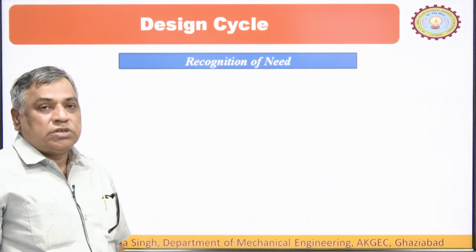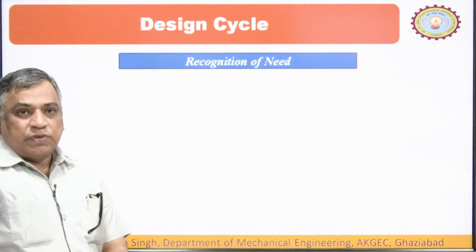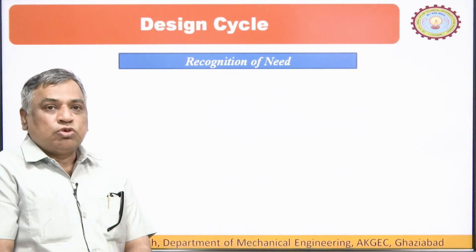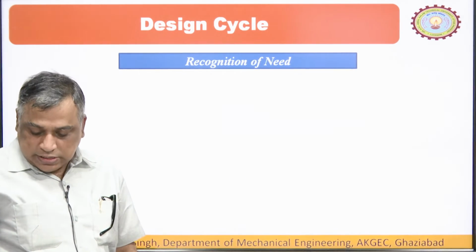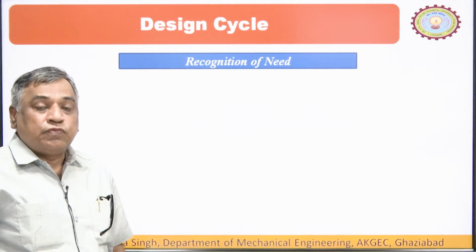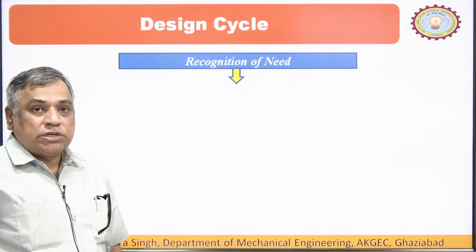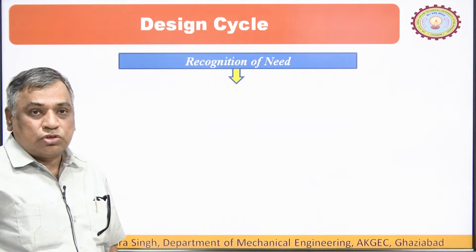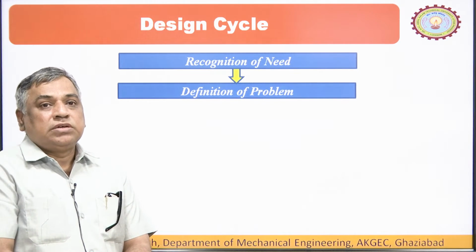So, first the design starts with the recognition of need. As far as recognition of need, it should not be a vague need. So, designers should be capable enough to decide this is a real need for finding a solution of it. Then, if recognition of need has been tested and it is found that it is a real need to be solved, then the designer defines the problem.